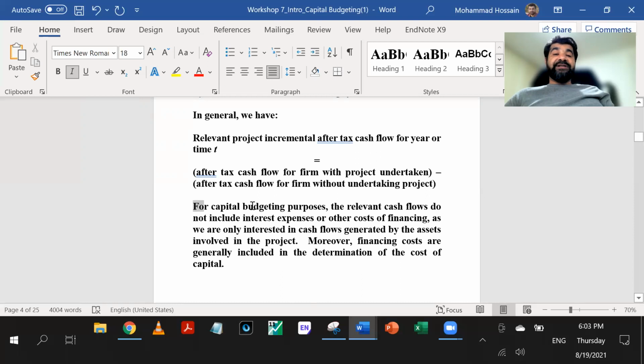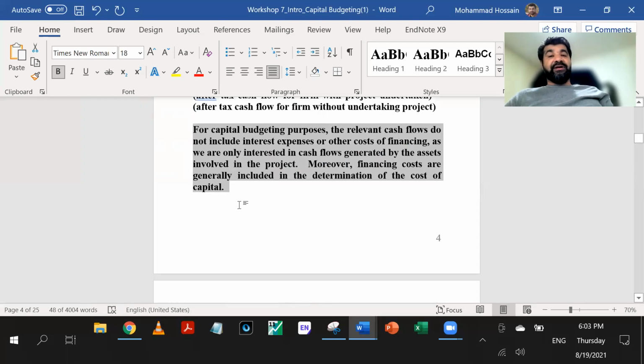For capital budgeting purposes, the relevant cash flows do not include interest expense or other financing costs, as we are only interested in cash flow generated by the assets involved in the project. So we do not talk here about the financial cost. We talk only about the project. Is the project giving me the cash or not, how much cash inflow, how much cash outflow. That's all we talk about.